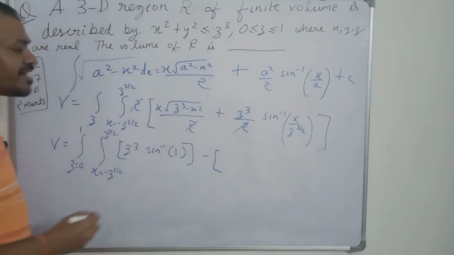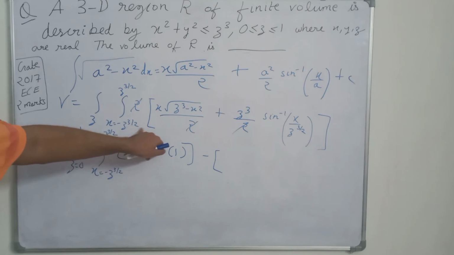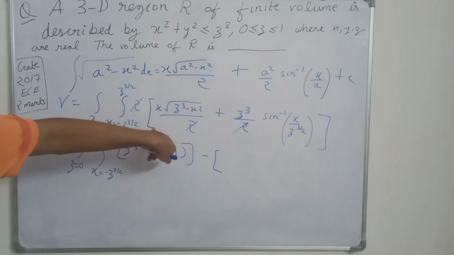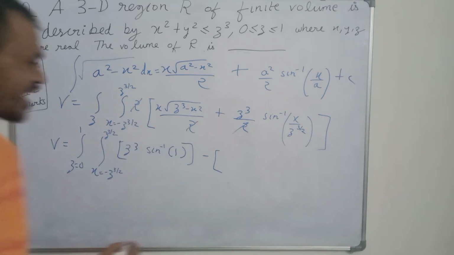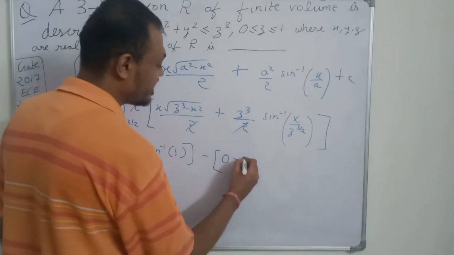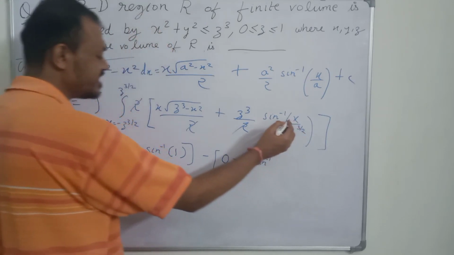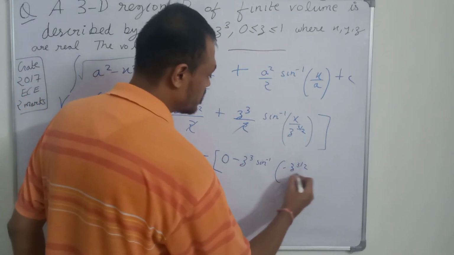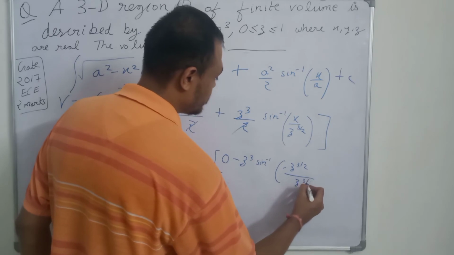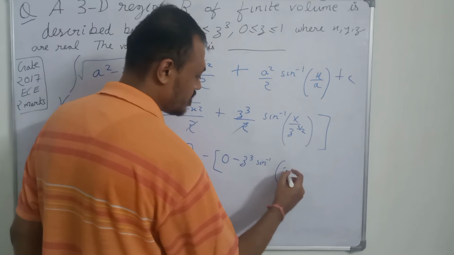Now when we apply the lower limit, then minus z power 3 by 2, and if you square it then it will become z cube, so this will be 0. So the lower limit will be minus of 0 minus z cube sine inverse of, now x is minus z power 3 by 2, so minus z power 3 by 2 upon z power 3 by 2. So this will be minus 1. So sine inverse of minus 1.